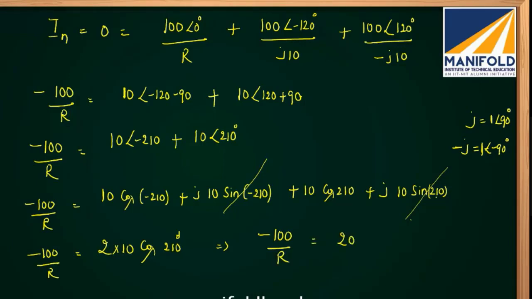Cos of 180 plus theta is minus cos theta, so minus 20 into cos 30. Cos 30 is how much? Root 3 by 2. So this will become minus 10 root 3, which implies R is equal to 100 by 10 root 3. Calculate this value and tell.